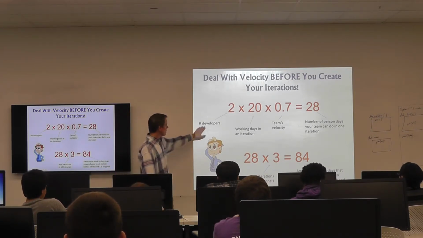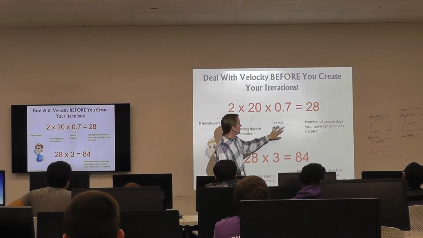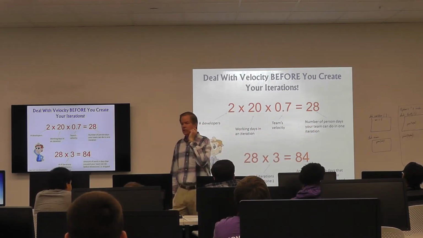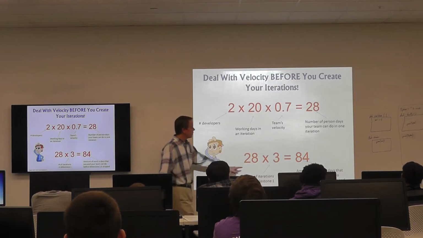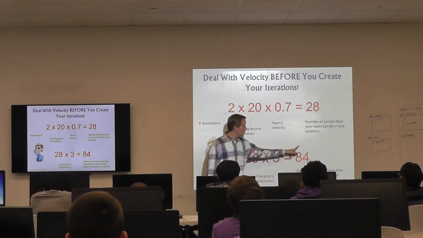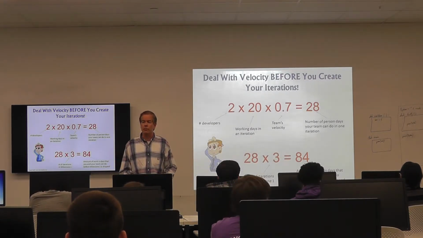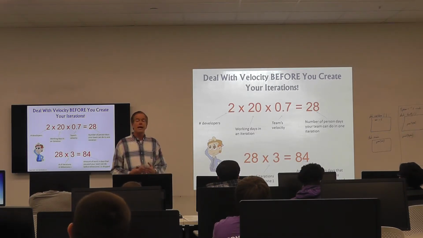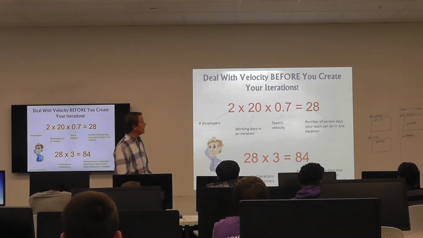So instead, take a look at the number of developers you have, the working number of days in your iteration, and the team's velocity, and you figure out the number of person days your team can do in a single iteration. In this particular case, it came out to be 28. Okay? If you multiply by the number of iterations you're planning on doing, you come up with the total number of software developer days that you have available for your project. These are critical numbers because they really determine exactly how much functionality you're going to be able to work into that software project by the time the customer would like to get it.